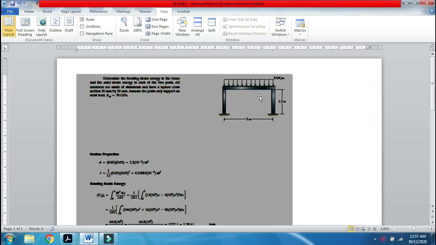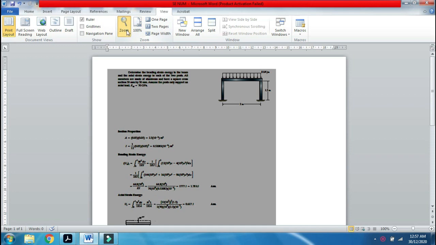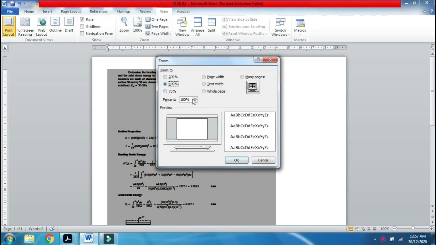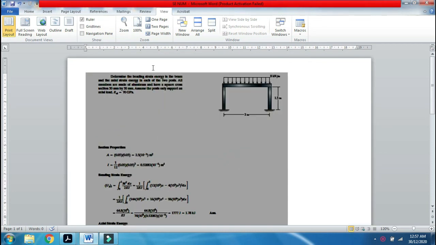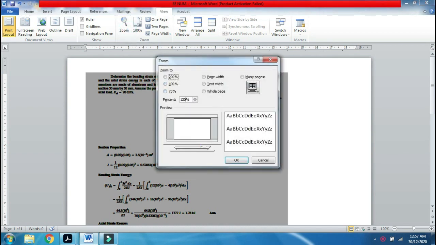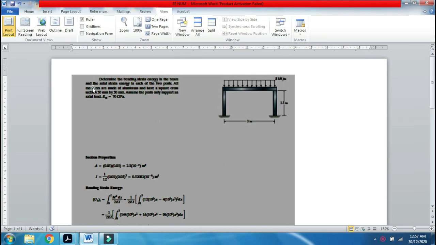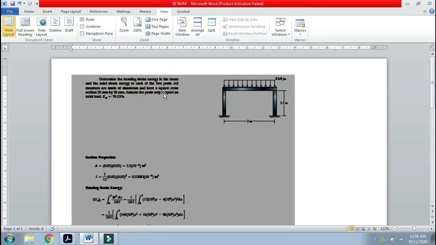Now let us do some numericals for the strain energy in order to understand the concept of applying the strain energy methods that we have learned in our theory a bit better. Okay, so let's make a note here. Determine the bending strain energy in the beam and the total strain energy in each of the two posts.